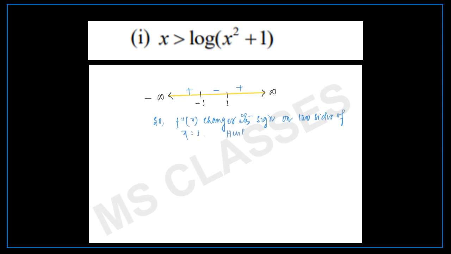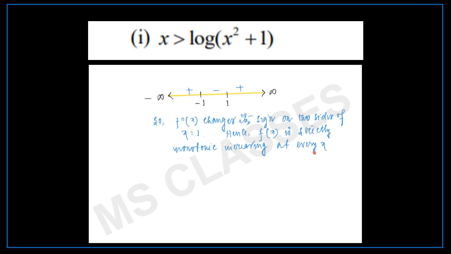Hence, f(x) is strictly monotonic increasing at every x not equal to 1. And x equal to 1 was what? x equal to 1 is a point of inflection. Why? Because it changes sign on two sides of x equal to 1. Hence, we say that f(x) is strictly monotonic increasing at every x except 1. And 1 is a point of inflection.